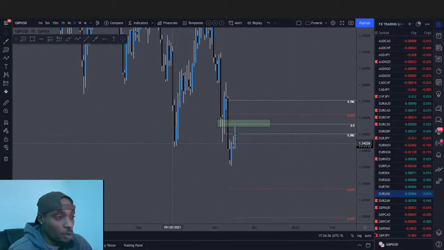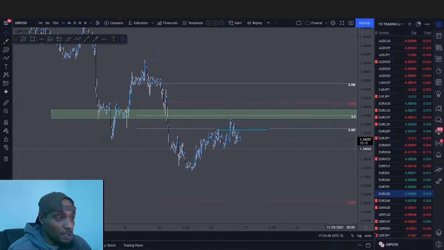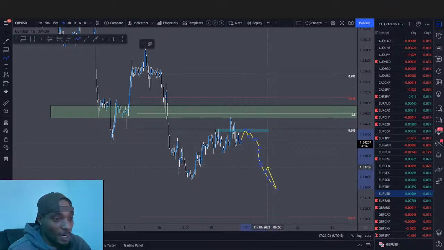Since we broke and closed below this low, I want to see some continuation as well. So I will wait for a pullback one more time. I want to see something get up in this area where price could retest this area once again, then show us that it wants to make its move to the downside, all the way down in there.